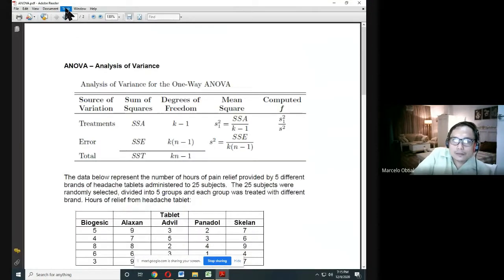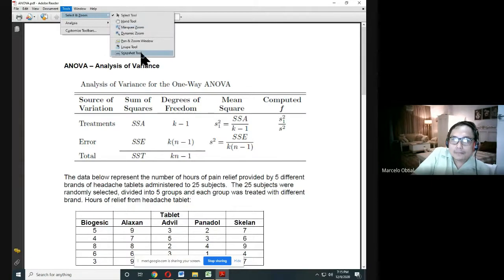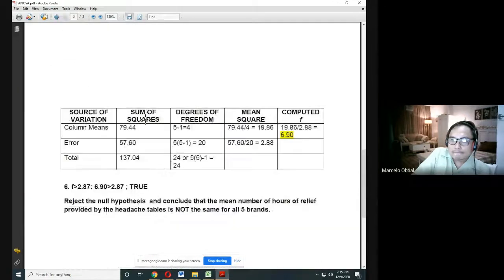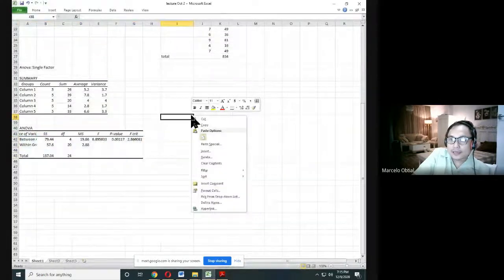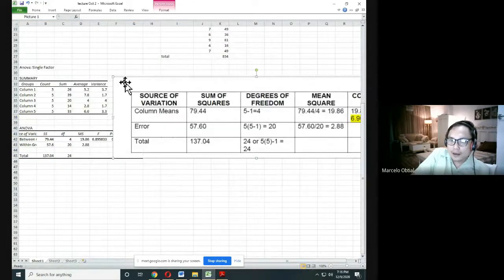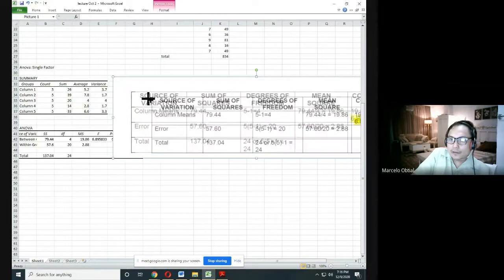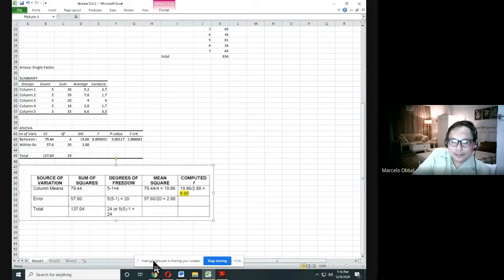So what I will do, for a side-by-side comparison, is take a snapshot. This is our answer. I will snapshot this and place it in Excel so we have a side-by-side comparison of whether our answers are the same, using the long method and Excel. As you can see: 79.44, 57.6, 137.04, 4, 20, 24, 19.86, 2.88.